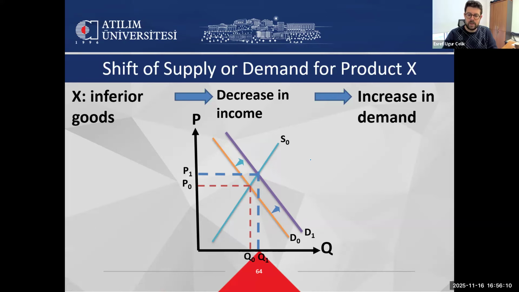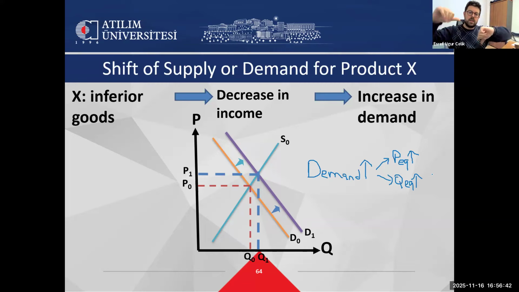This time, when the demand curve is shifting to the right or demand is increasing, then the equilibrium price and equilibrium quantity increase. So for demand, same direction. When demand increases, price and quantity increase. When demand falls, price and quantity fall.